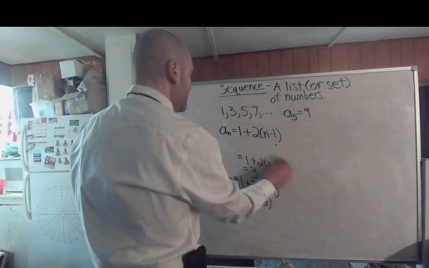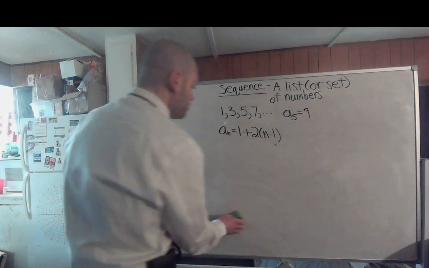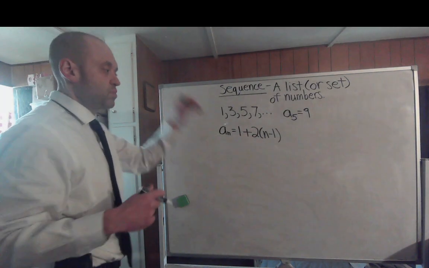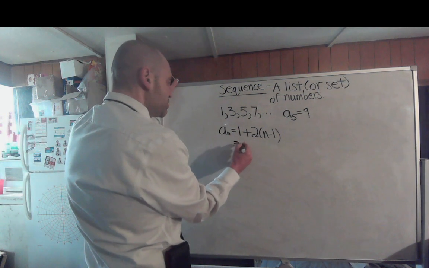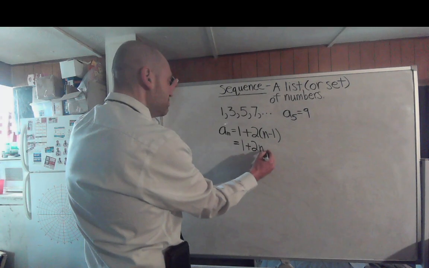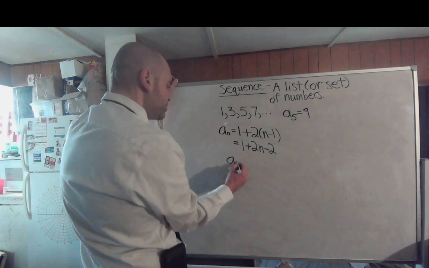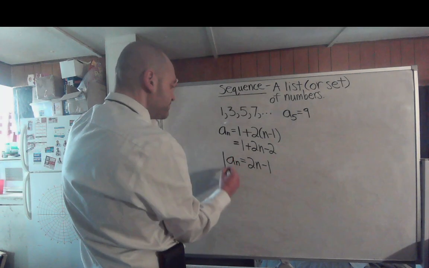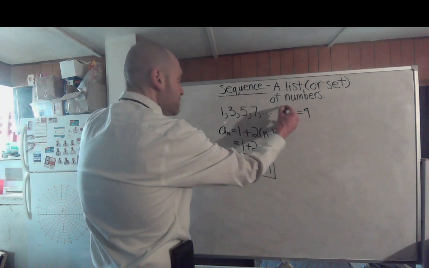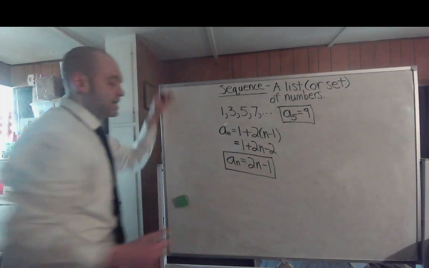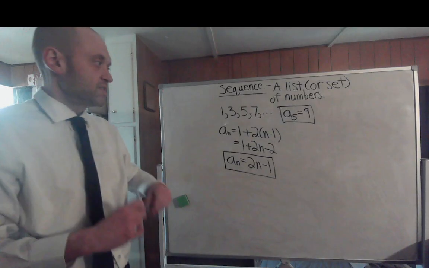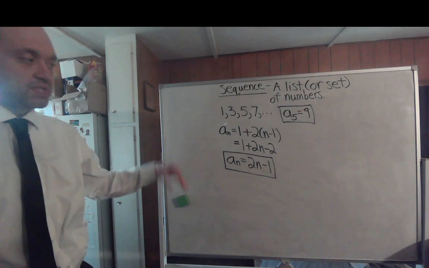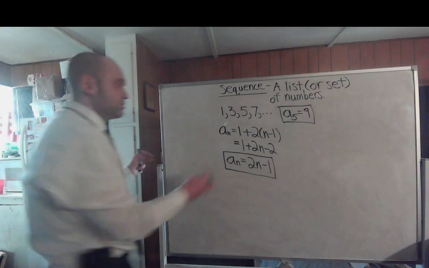So we have, of course, now we can say a sub n equals 1 plus 2 times the quantity of n minus 1, which would simplify into 1 plus 2n minus 2. And truthfully, we could say then that a sub n equals 2n minus 1. So we end up getting then that the fifth term is 9, and the general term for the nth term of the sequence is going to be a sub n equals 2n minus 1 once we simplify. All right, let's do another example here.